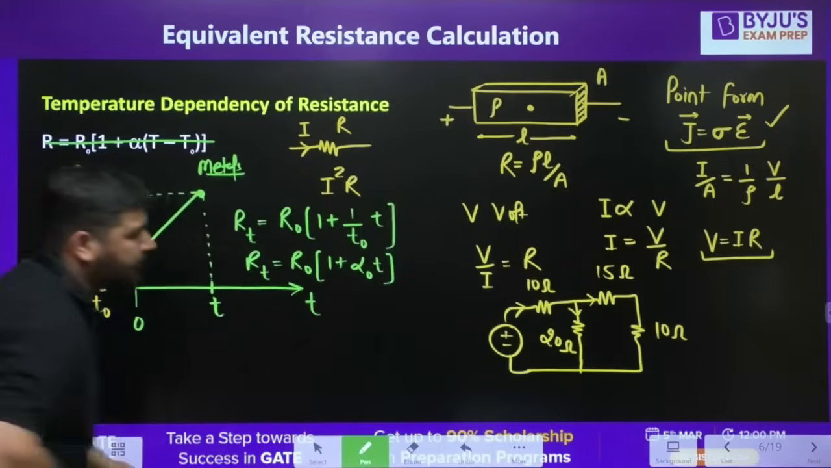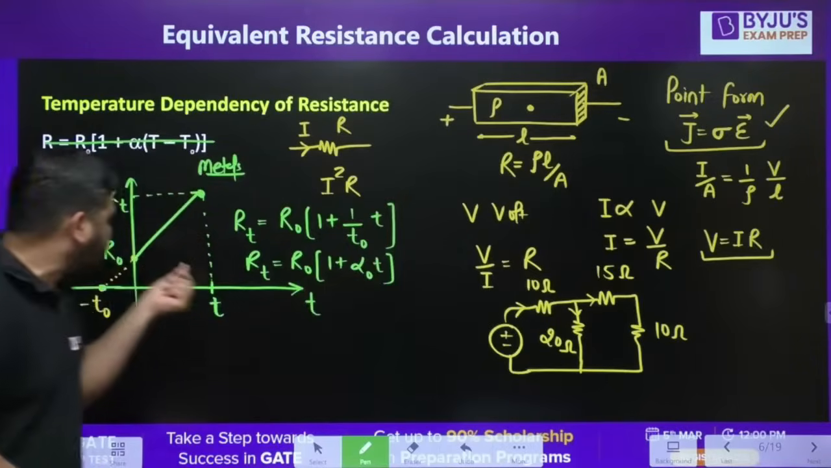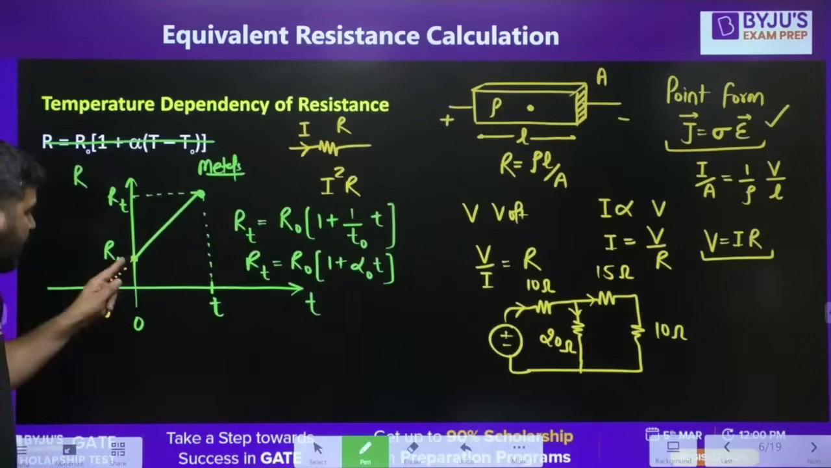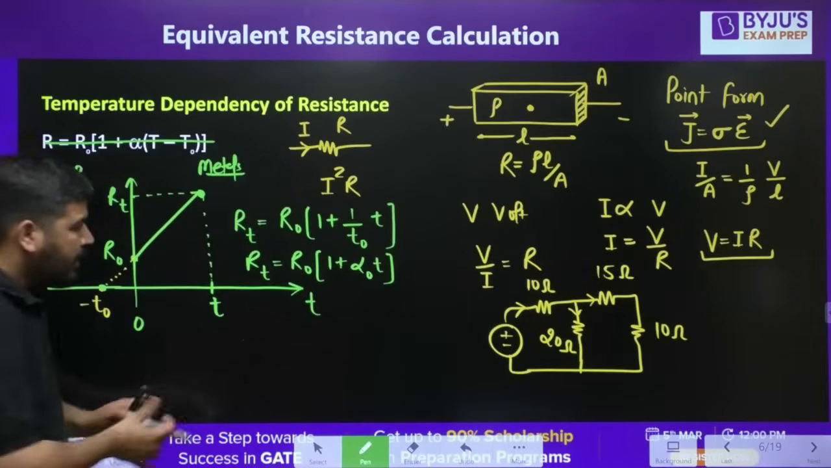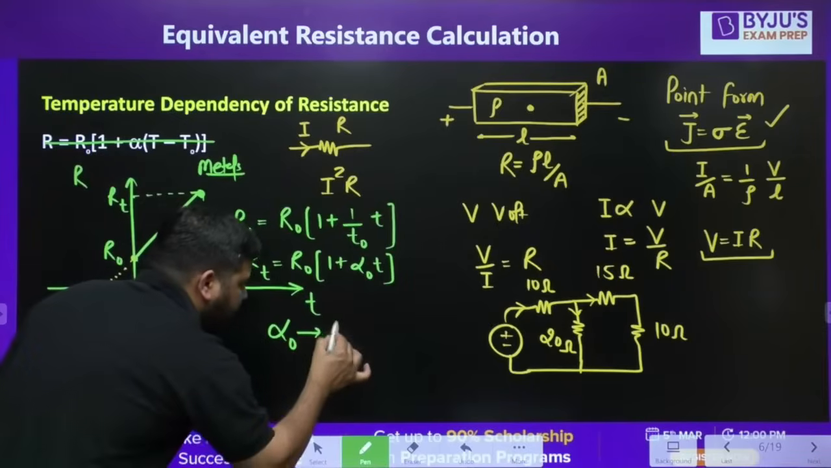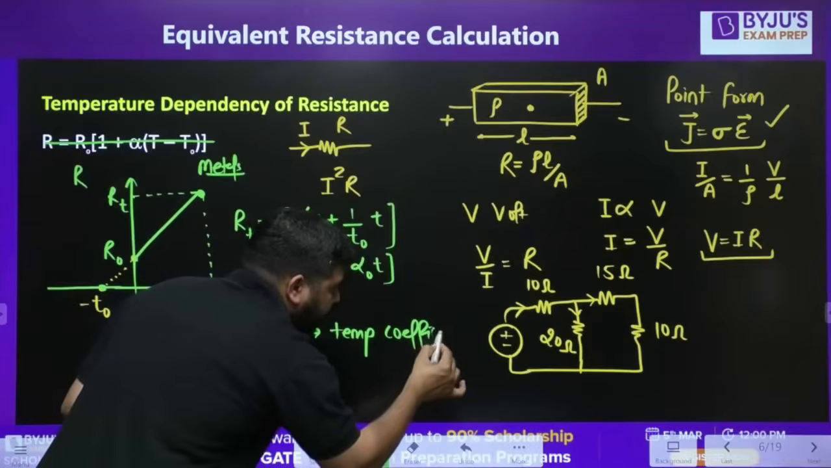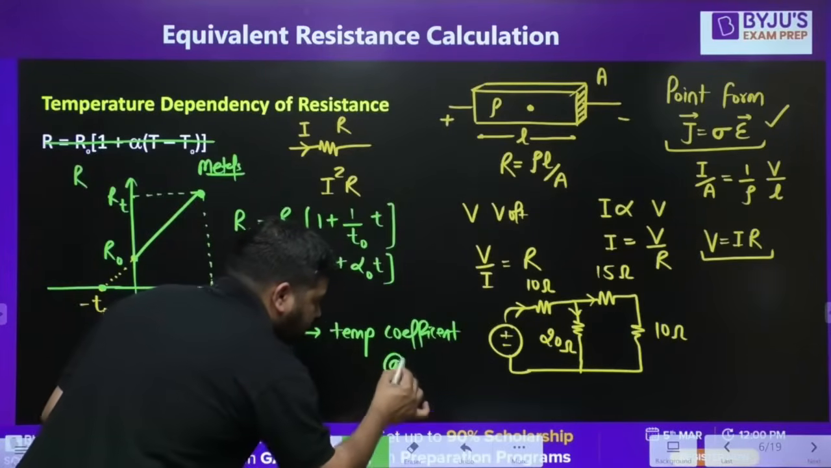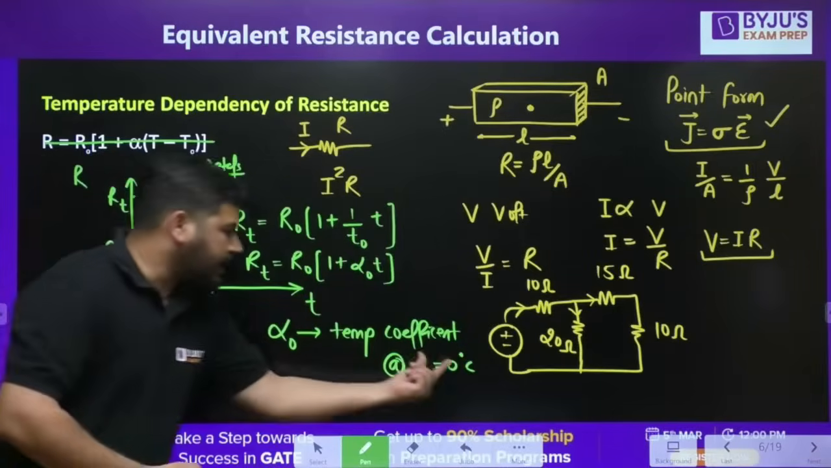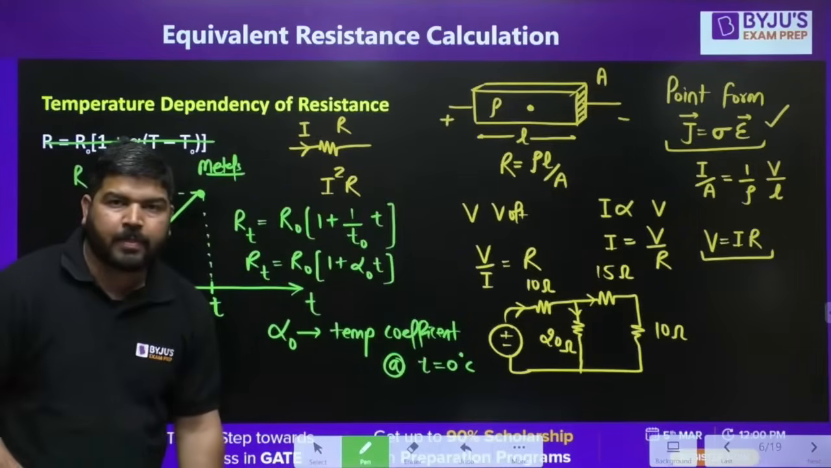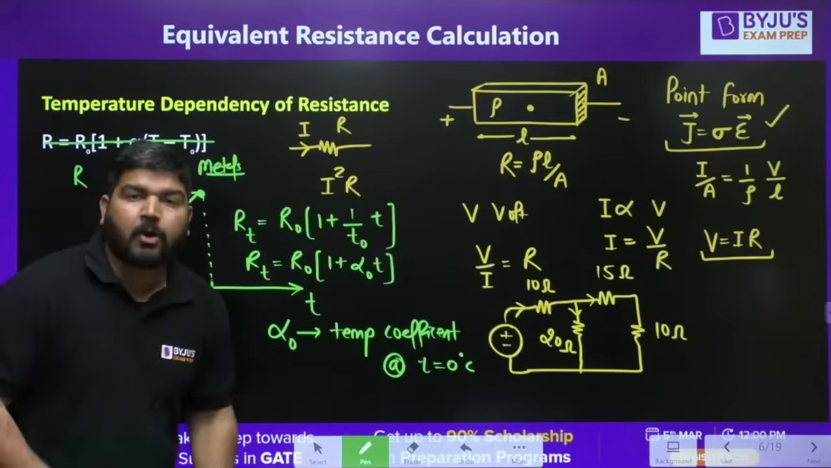Now what is this alpha naught? Alpha naught is the temperature coefficient. We call it temperature coefficient at T equal to 0, at 0 degree centigrade. Okay, at 0 degree centigrade the temperature coefficient is alpha naught, and R naught is the resistance value at T equal to 0. I hope it is clear.